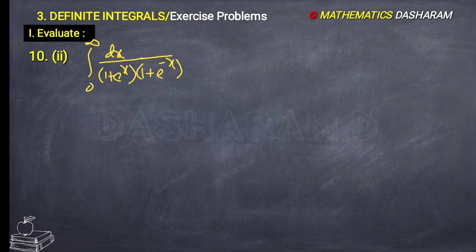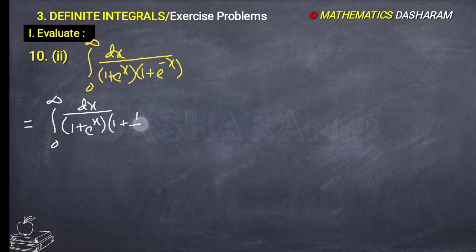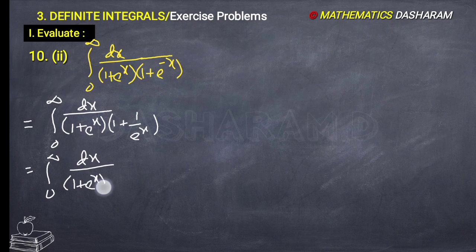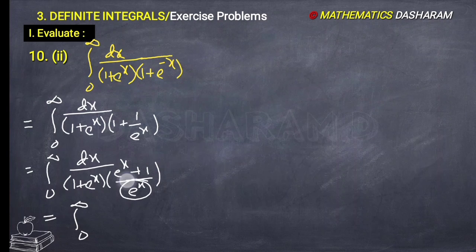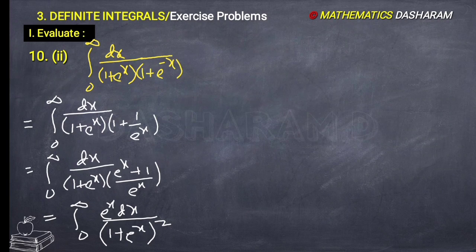Second question, integral 0 to infinity dx by 1 plus e power x into 1 plus e power minus x. So 1 plus e power minus x equals 1 by e power x. So it is integral 0 to infinity dx divided by 1 plus e power x into, here the LCM is e power x, so here e power x plus 1. Now integral 0 to infinity, this denominator will go to numerator place, so then e power x dx divided by 1 plus e power x into e power x plus 1. So both are same. So then overall 1 plus e power x whole square.